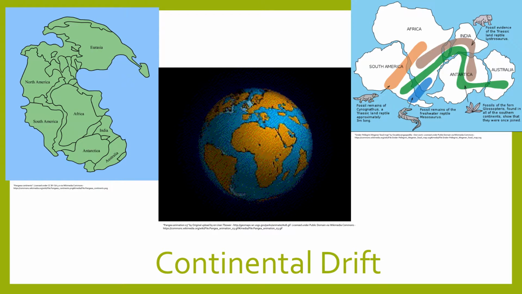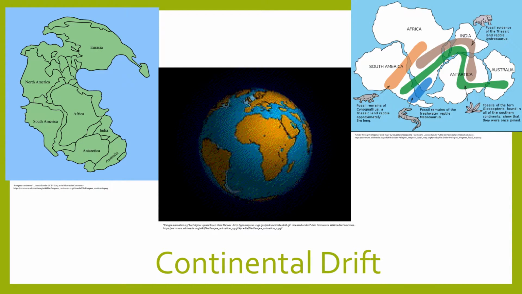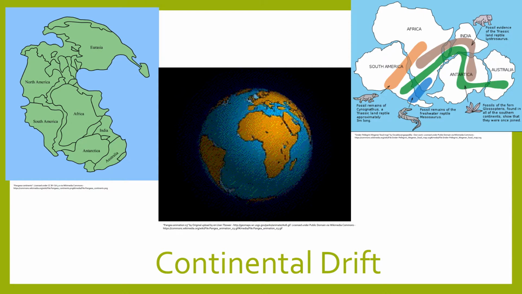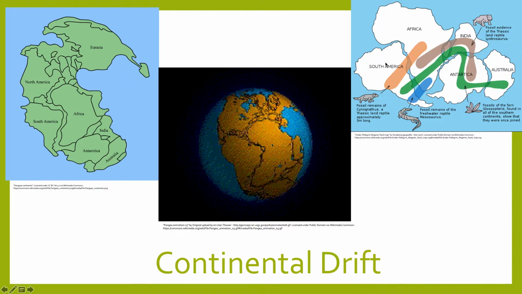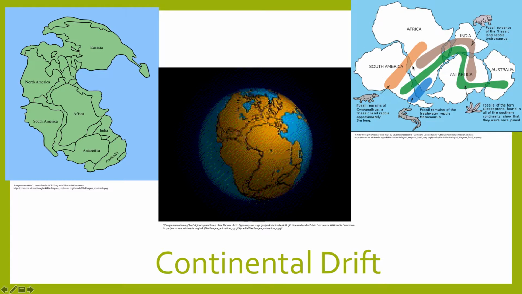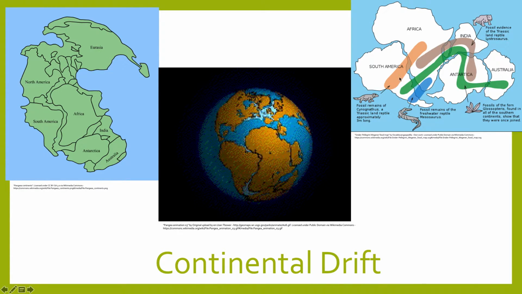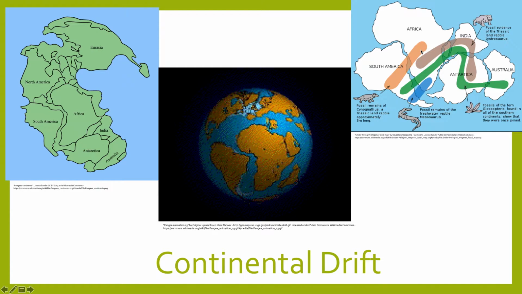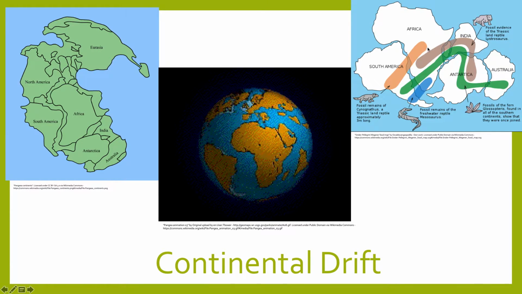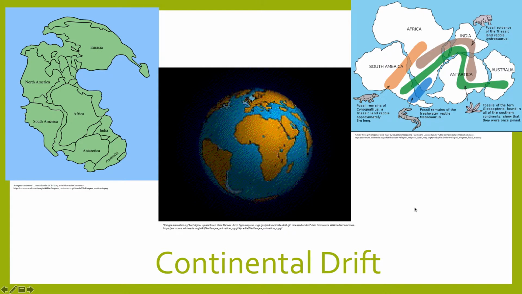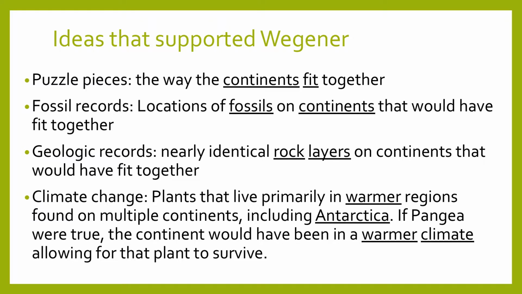Evidence number two is that after they're fit together like jigsaw puzzles, you start to see fossil evidence pop up. In this picture, you can see that when you put South America and Africa together, the fossil evidence matches these areas where they fit. So that's evidence number two, fossil evidence. The first one is the jigsaw puzzle, second, fossil evidence, third, rock strata. So geological records show nearly identical rock layers on continents that would have fit together. That is evidence number three.